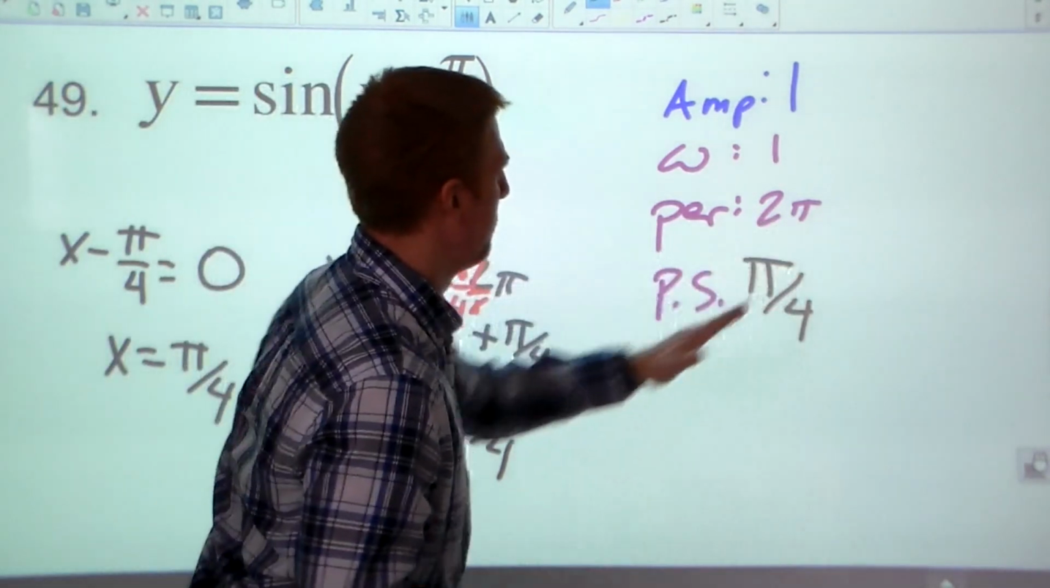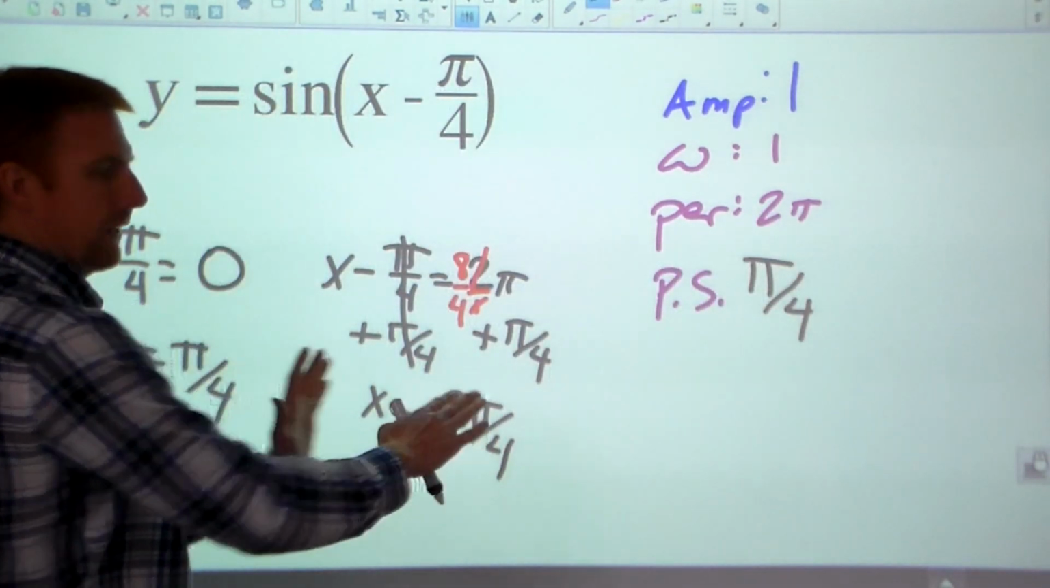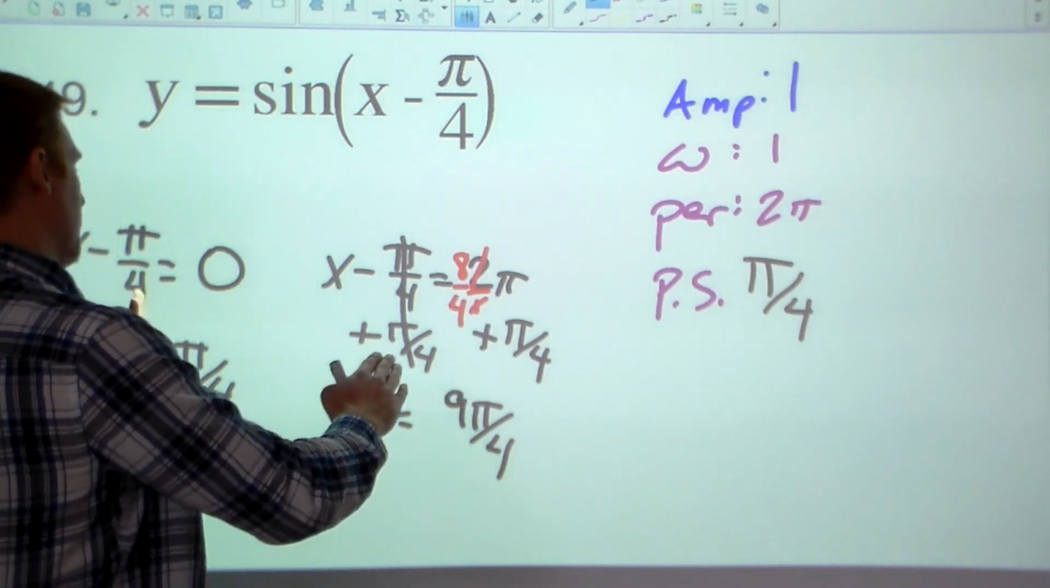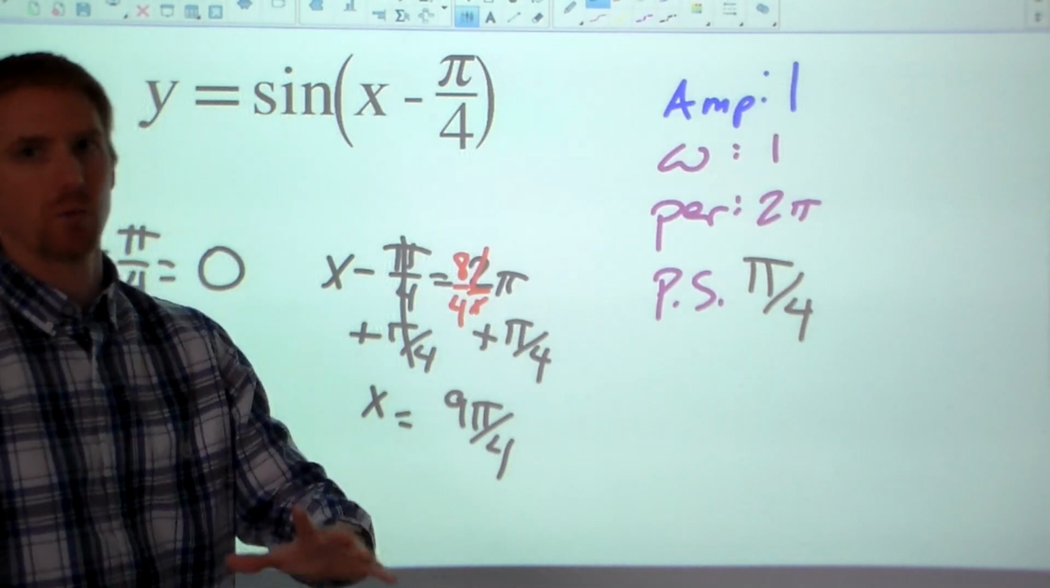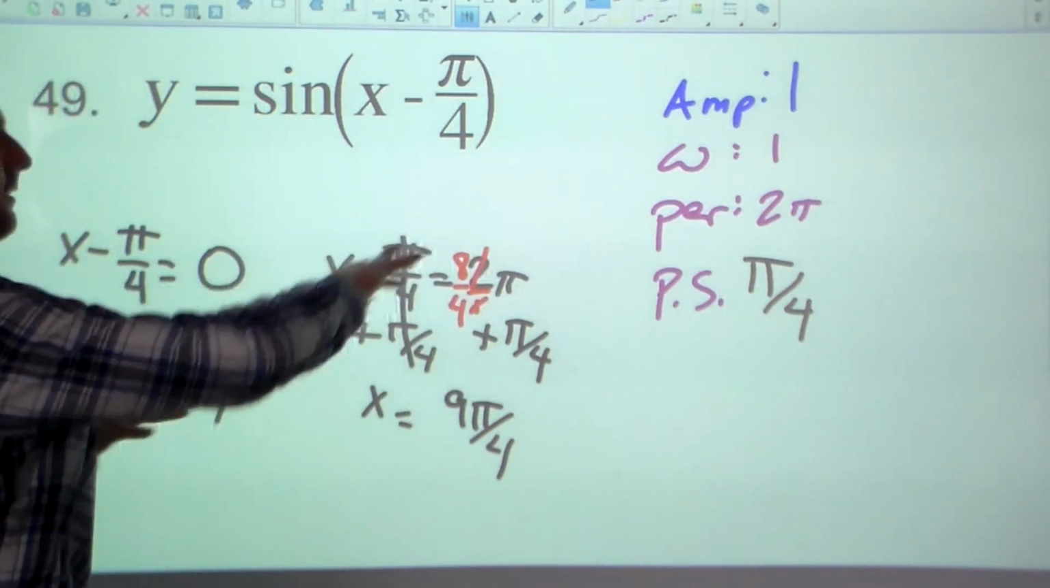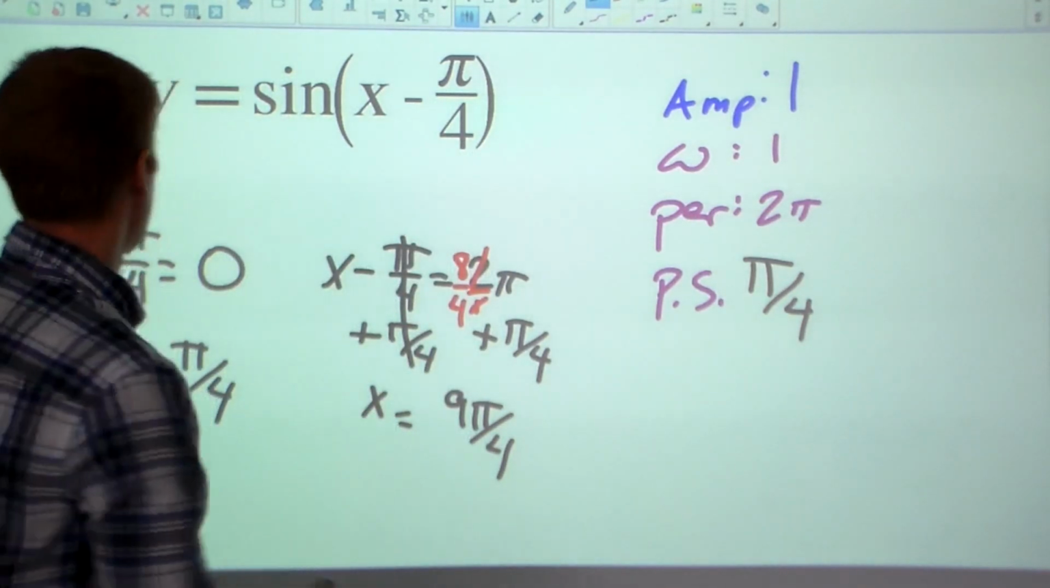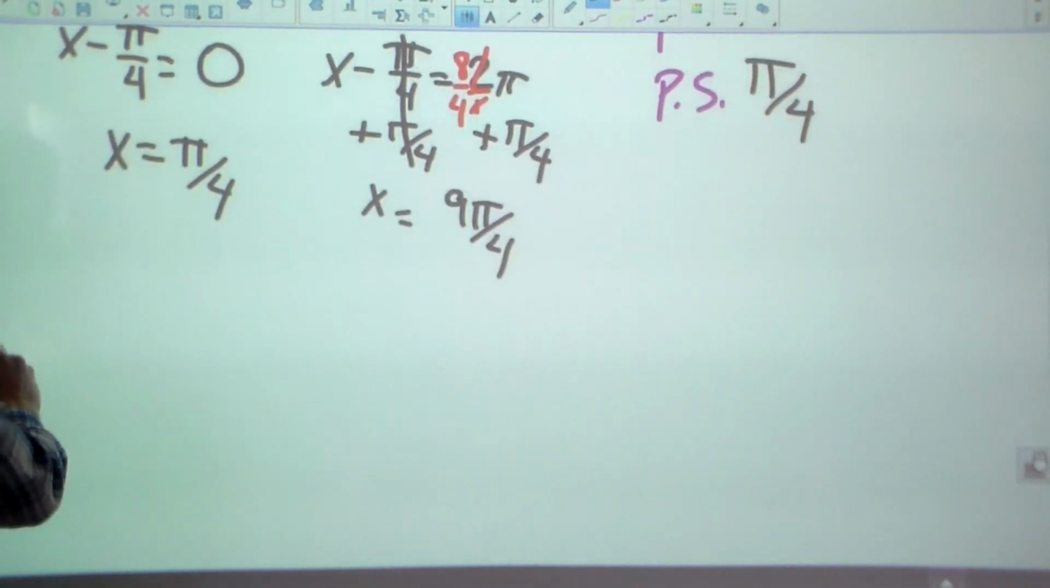The period is still 2 pi, so that should check out. That's a quick check you can always do. Is the distance from the beginning to the end of the wave the same as the period? If it's not, something's wrong. One of those two things is wrong. You need to check both. But they're matching up, so we're good.